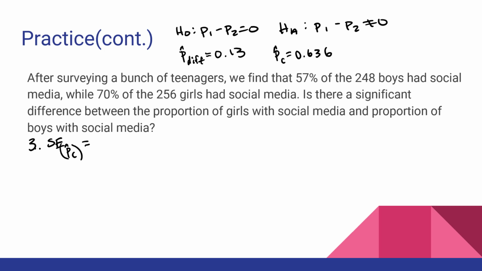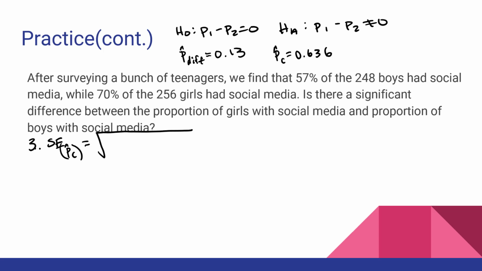So the thing with p hat c is that you only use it in 2 places. Once is in the success failure condition, and then once is for the standard error calculations. Once you get your standard error using p hat c, you can just throw it away. You really don't need it again.